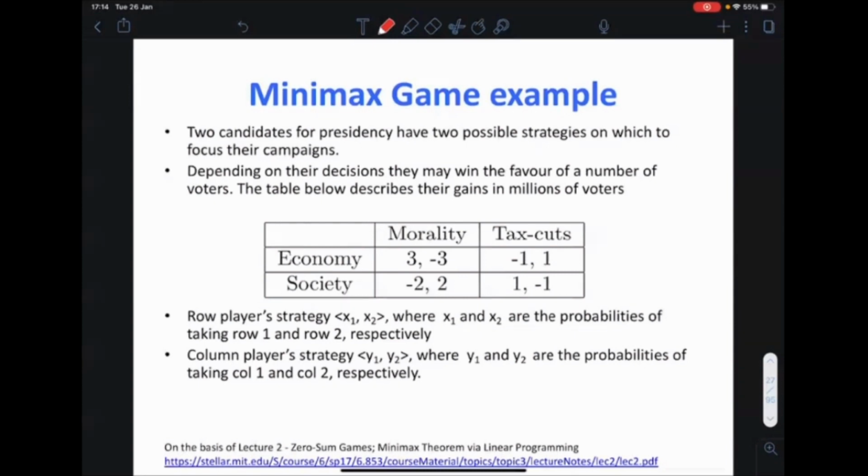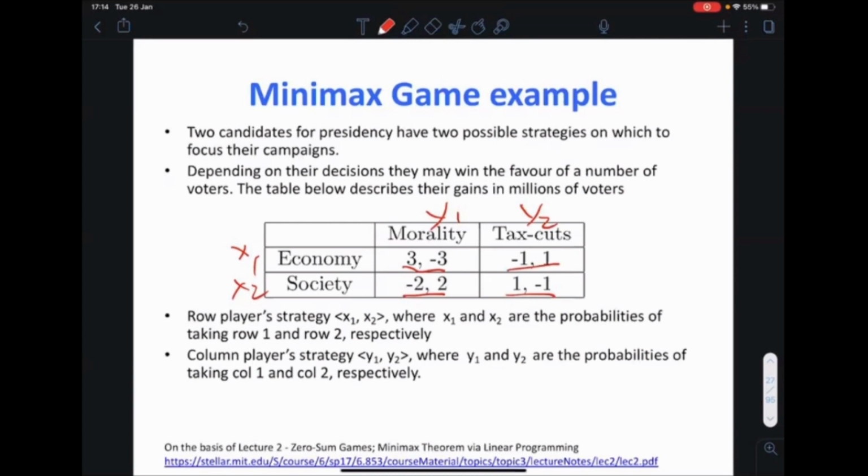Here we've got these two players. In terms of payoff, they're opposite to each other, right? Added together it is 0. Then we've got player 1, the row player, who plays x1, x2, and the column player, who plays y1, y2. We're looking at this simple two-action case, but it can be extended naturally to cases with more actions.